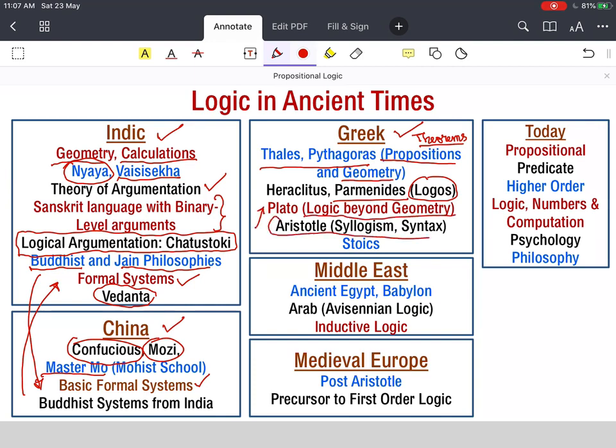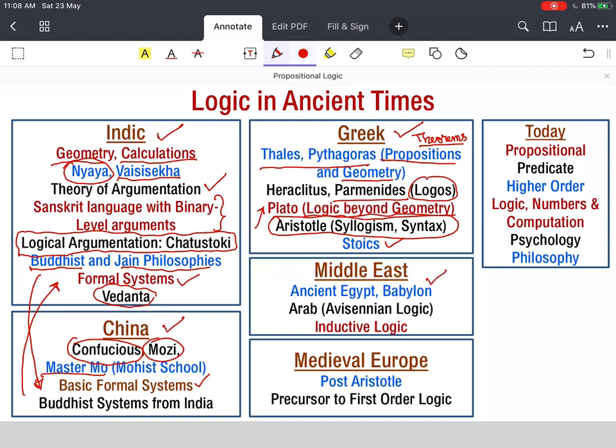Logic beyond geometry was enunciated by the great Plato, and then came the most significant, profound influence of Aristotle, who systematized logic as a discipline of its own, providing it with syntax, with semantics in his famous books, which has had a profound impact on Europe and the subsequent logic that we do today. There were other schools like the Stoics and others.